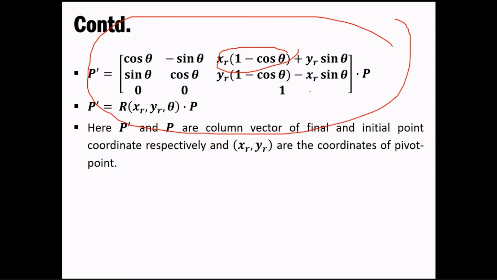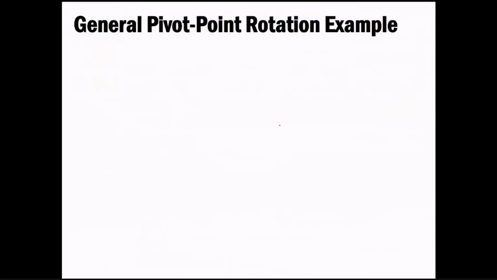So now a similar thing is given over here: p dash and p are our column vectors of the final and initial point, and one more thing over here is the coordinates of the pivot point. Yesterday I was asking, what if an arbitrary point is given and we want to perform that operation on that point, how can we put it in our matrix? That is what it says, we have to do it in this manner.